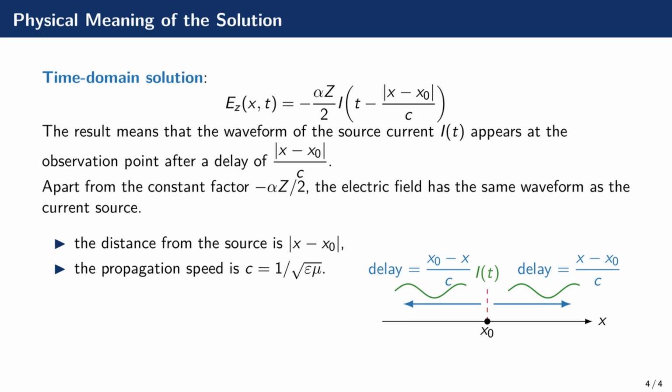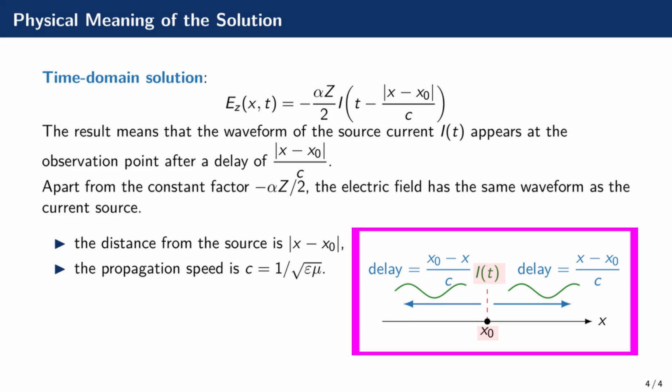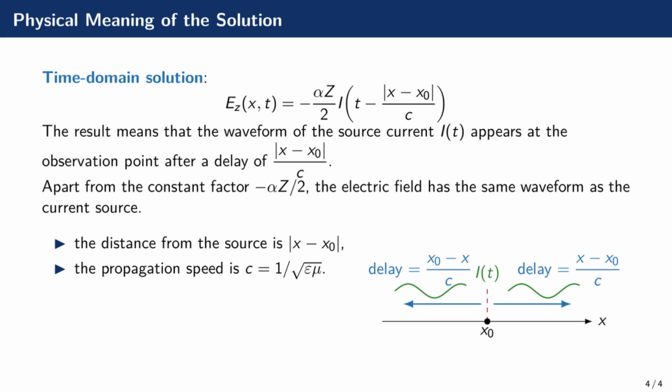The physical meaning of this result becomes clear. The source current I of t is located at x equals x0. It emits an electromagnetic wave. The electric field observed at position x appears after a delay. That delay is the distance from x0 to x divided by c. So, apart from the constant coefficient, the electric field has almost exactly the same waveform as the source current, but delayed by the propagation time. The distance from the source to the observation point is the absolute value of x minus x0. The time delay is the distance divided by c, which means the propagation speed is c.